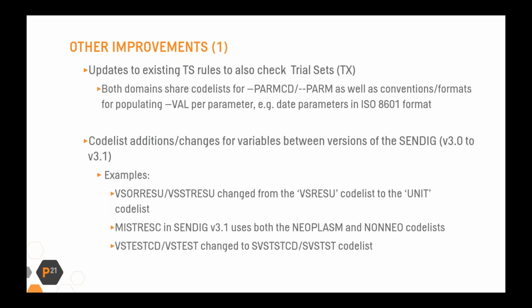Other improvements that we've made: we've updated our existing rules for trial summary to also check trial sets for the TX domain. This is because they share the PARMCD and PARM code lists, as well as conventions and formats for populating TSVAL and TXVAL for each parameter. I have an example here: date parameters have to be in ISO 8601 format. You have other parameters like age that need to be an integer, and so we have updated those rules to also check TX.